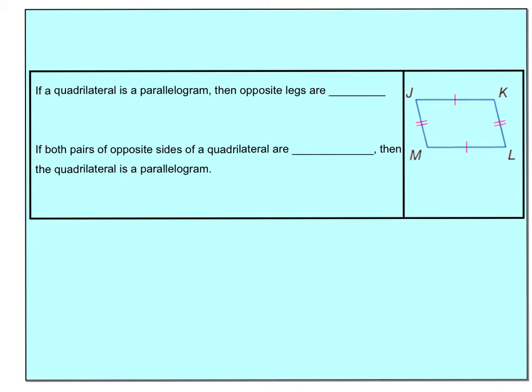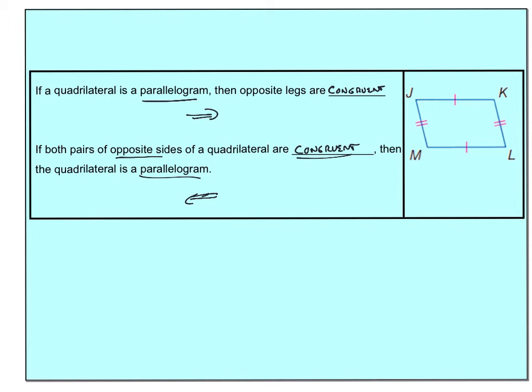Next one, if a quadrilateral is a parallelogram, then opposite legs are congruent. All right? So that works forwards and backwards. If both pairs of opposite sides of a quadrilateral are congruent, then it's a parallelogram. So if it's a parallelogram, opposite legs are congruent. If both pairs of opposite legs are congruent, then it's a parallelogram. So it works forward and backward.